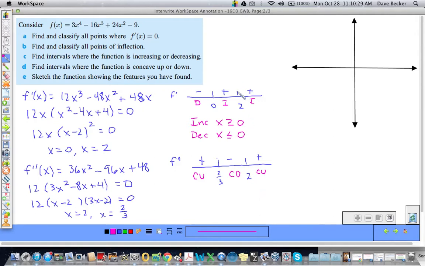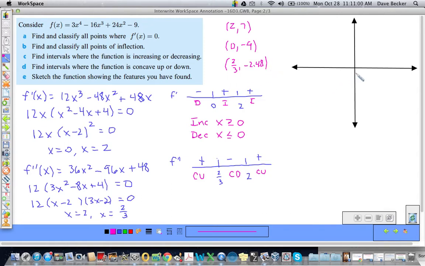If I replace x with 2 in the original function, I get the point (2, 7). What else? We get (0, negative 9), that's easy. And if we put in 2/3, you get negative 2.48, or about negative 2.5.